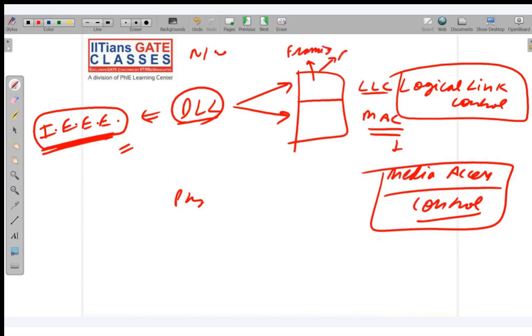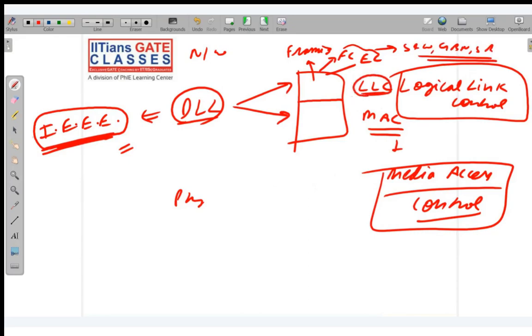Next was flow control, and next was error control. We have studied all this. For flow control and error control, we have studied stop and wait, go back N, and selective repeat. We have completed all this. So directly or indirectly, I want to say LLC work is over.